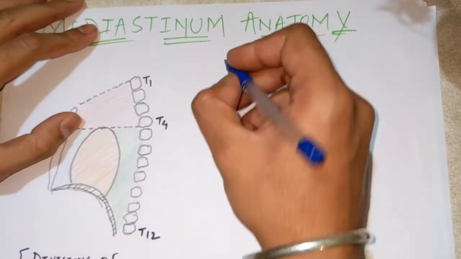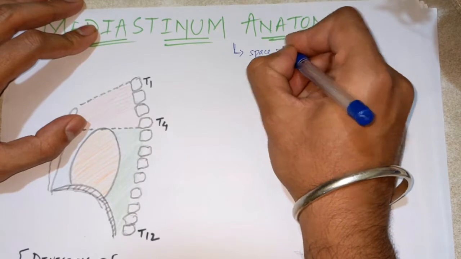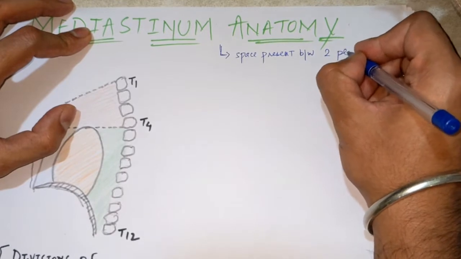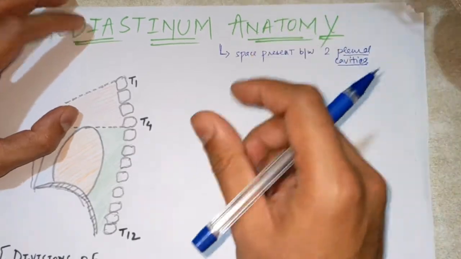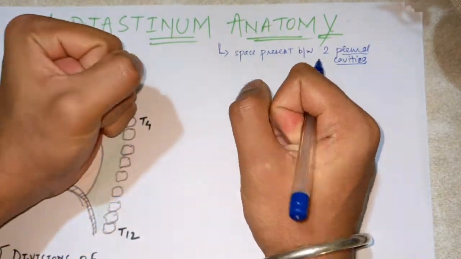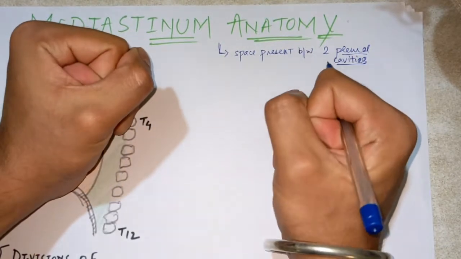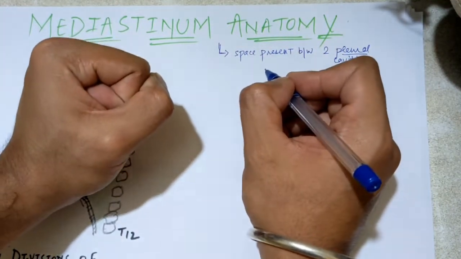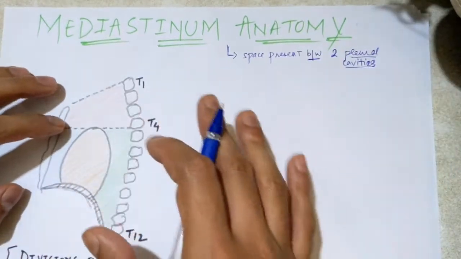It is actually present between two pleural cavities. It is a space present between two pleural cavities. So what is meant by pleural cavities? You know that these are the lungs, and between them there is a space. The sternum is present, so under the sternum, from anterior to posterior, there is a space between two lungs, and that space is called the mediastinum. In language we say it is the space present between two pleural cavities, and it is present in the thoracic cavity.